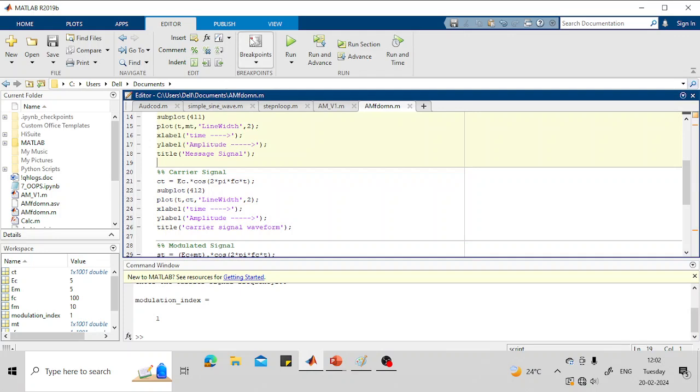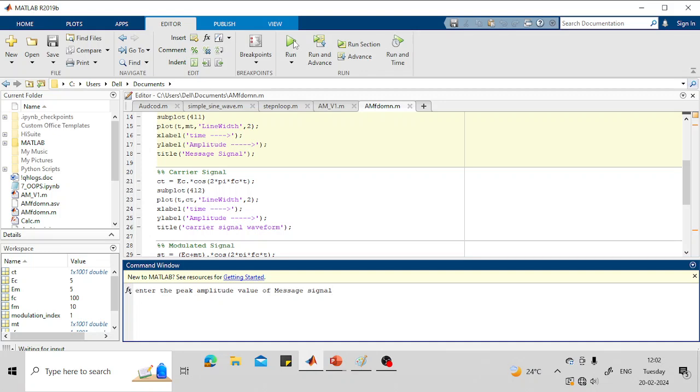Let us observe, but I'll take a different modulation index. For that I have to take a message signal amplitude more than the carrier signal amplitude, right? So here I wish to take the carrier signal amplitude and carrier frequency. Message amplitude I took 7, message frequency I will take 10, right?